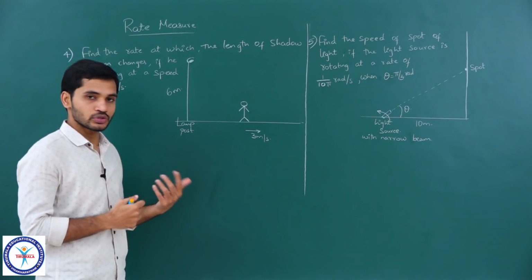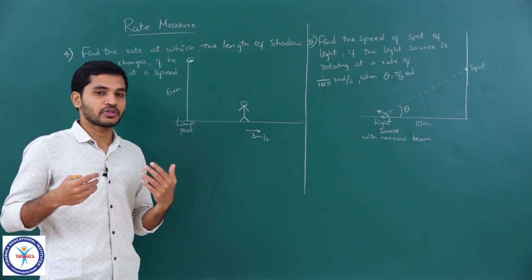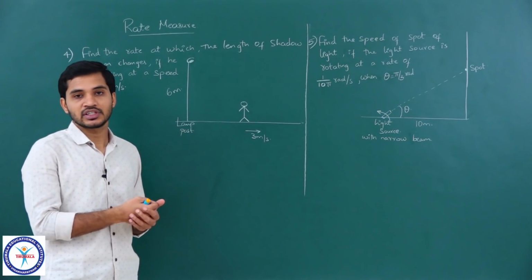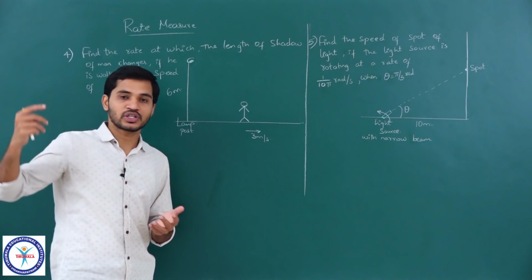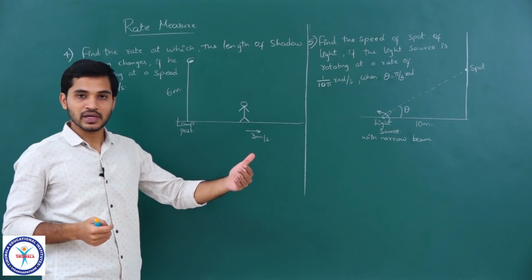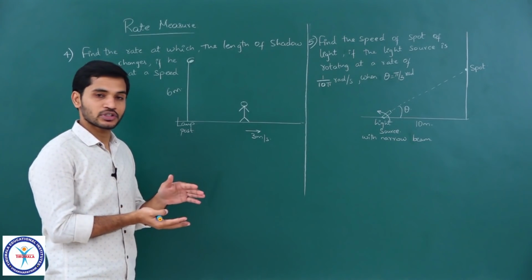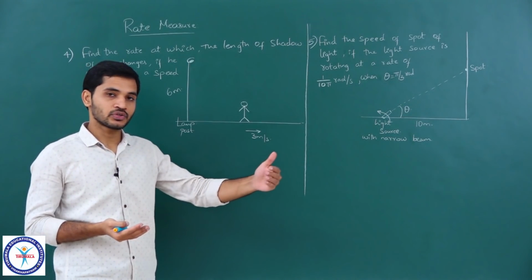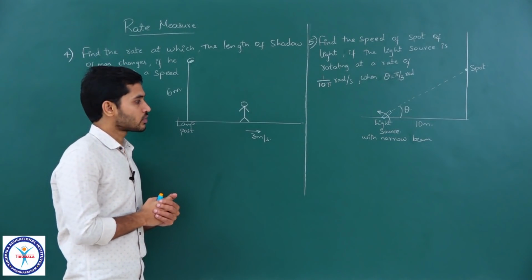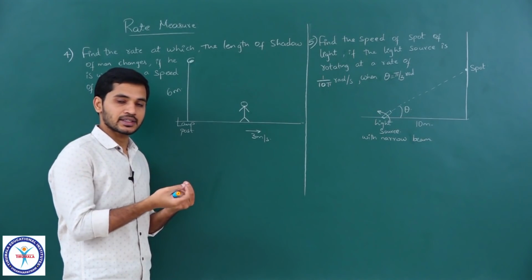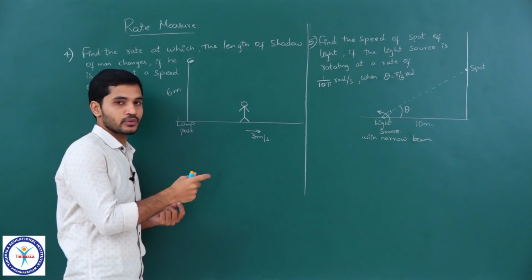This is something which you would have observed also, right? When you are walking on a road in the evening, when there is a street light behind you, and as you walk past it, initially you will see that your shadow is smaller, and the farther you go, your shadow becomes longer and longer, right? You would have observed that. So we need to find out at what rate the length of that shadow is changing.